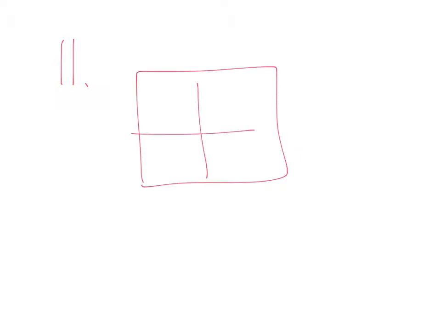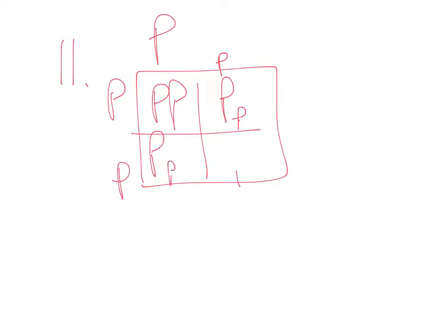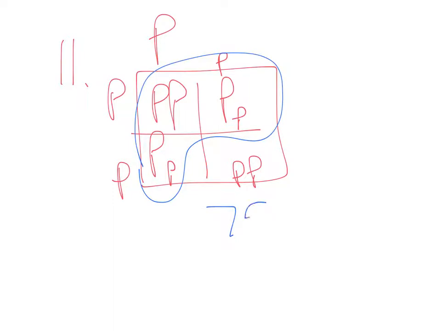Number 11, 2 plants, both heterozygous for the gene that controls flower color, are crossed. So that's big P, little p with big P, little p. What percentage of their offspring will have purple flowers? That would be everything with a capital P, so 75%. What percentage will have white flowers? 25%. All right, moving on to number 12.